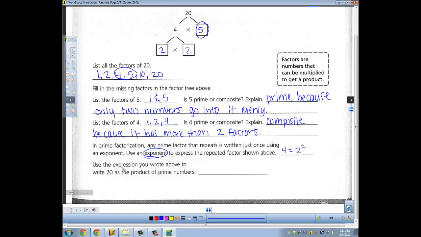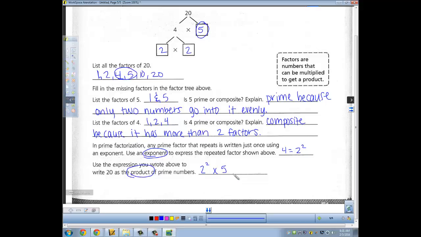So next, use the expression you wrote above to write 20 as the product of prime numbers. So I always start with the smallest number, so the smallest prime, so 2. I had 2 of those. And then it says product, so I know I'm multiplying. 2 squared times my only other prime number, which was 5. So the answer should be 2 squared times 5.